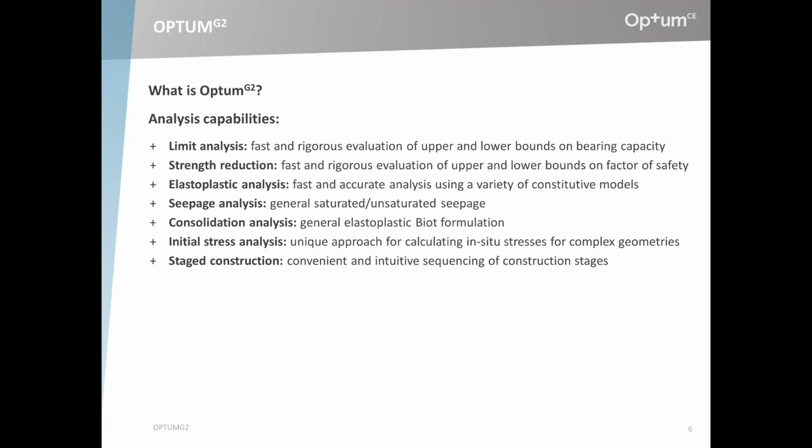Strength reduction, same kind of thing. Here you reduce the material parameters to have an expression for the factor of safety, and not only one value, one approximate value of the factor of safety, but an upper bound and a lower bound as well. Elastoplastic analysis, that's more in the sort of the conventional domain of finite element analysis. We have implemented in a slightly different way, but it's the same physics, it's the same mathematics at the end of the day.